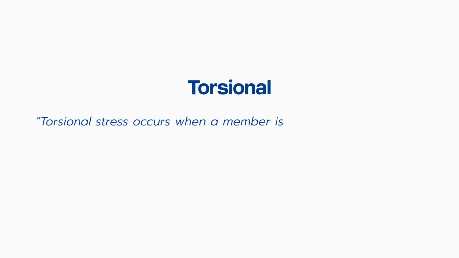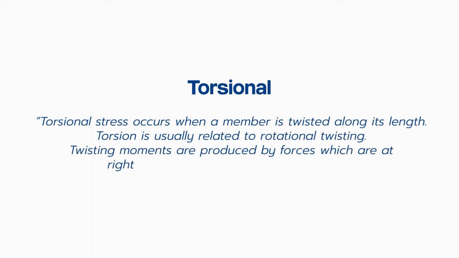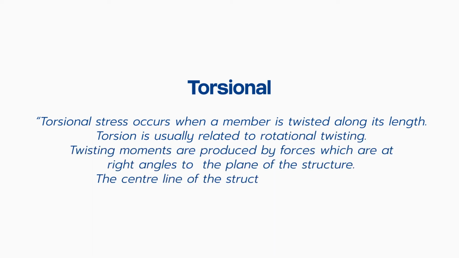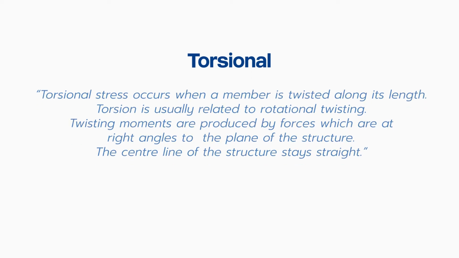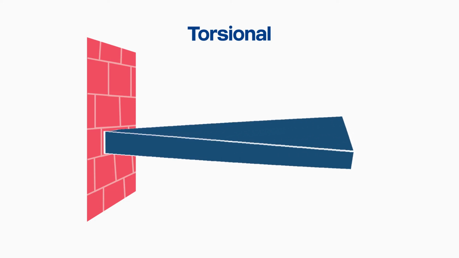Torsional stress occurs when a member is twisted along its length. Torsion is usually related to rotational twisting. Twisting moments are produced by forces which are at right angles to the plane of the structure. The center line of the structure stays straight. This diagram shows a beam supported at both ends. A load is indicated near the middle of the beam, acting downward. The beam shows distortion in this area as a result of this load.